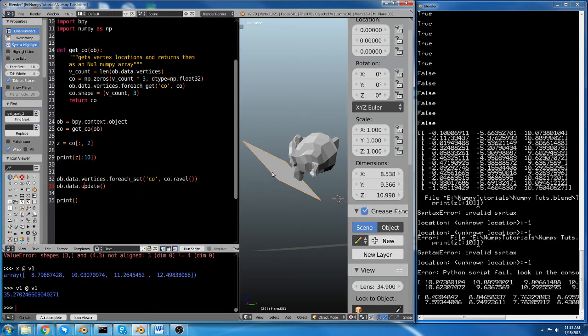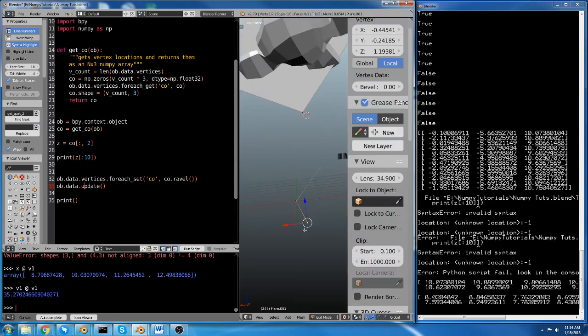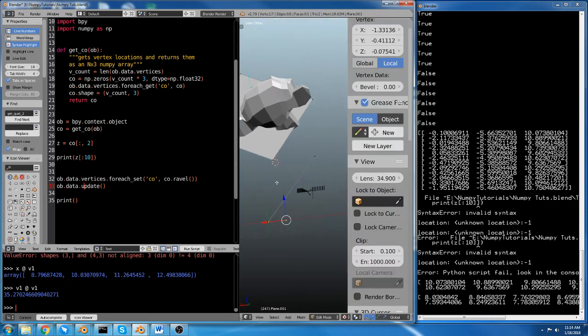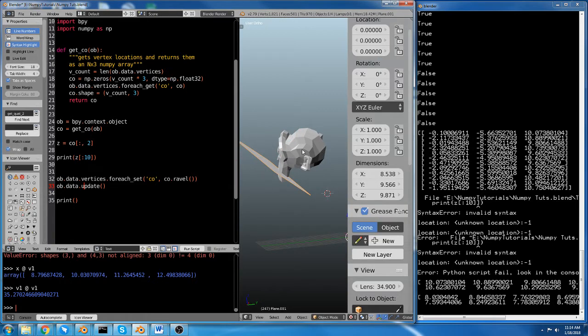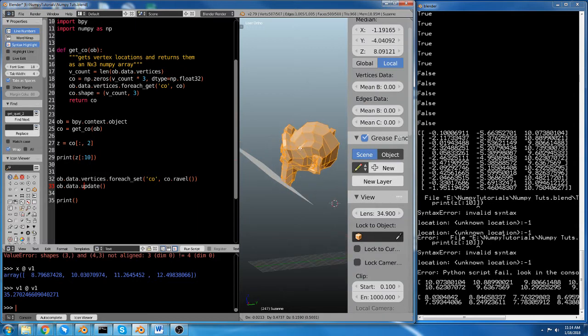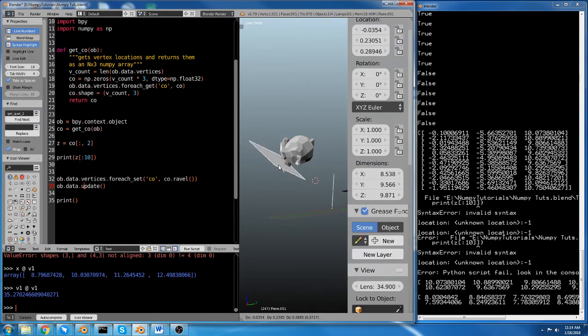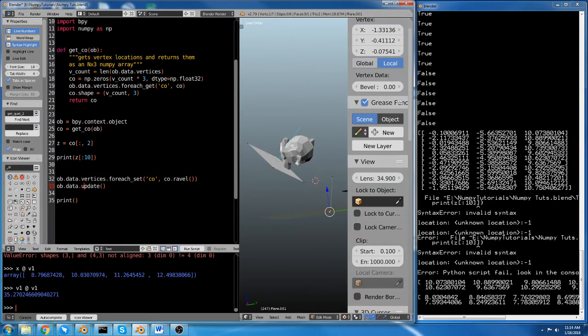Now, getting back to Suzanne. We want to use one of the simplest things you can do with dot products, and we want to know, are we on the positive side of this plane, or are we on the negative side of this plane? So we need to take the dot product of all of Suzanne's vertices with the normal of this plane, which is this guy right here.